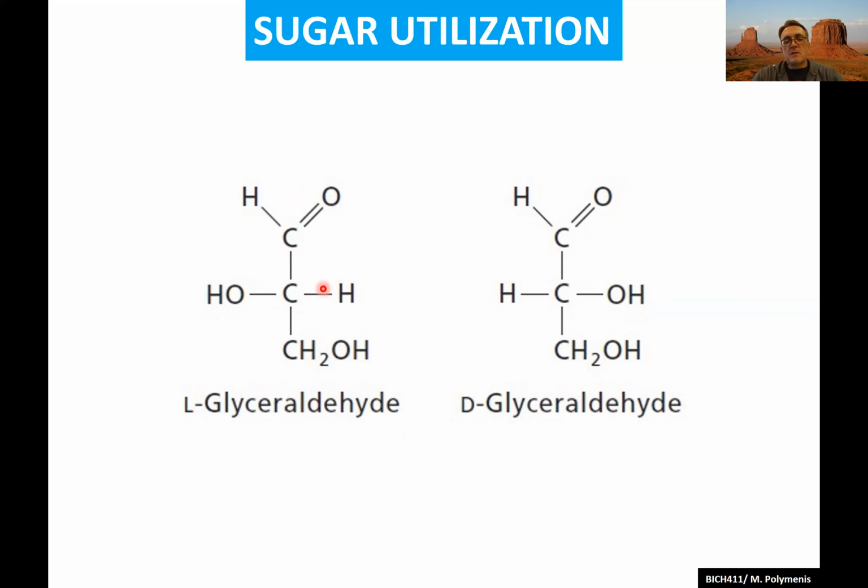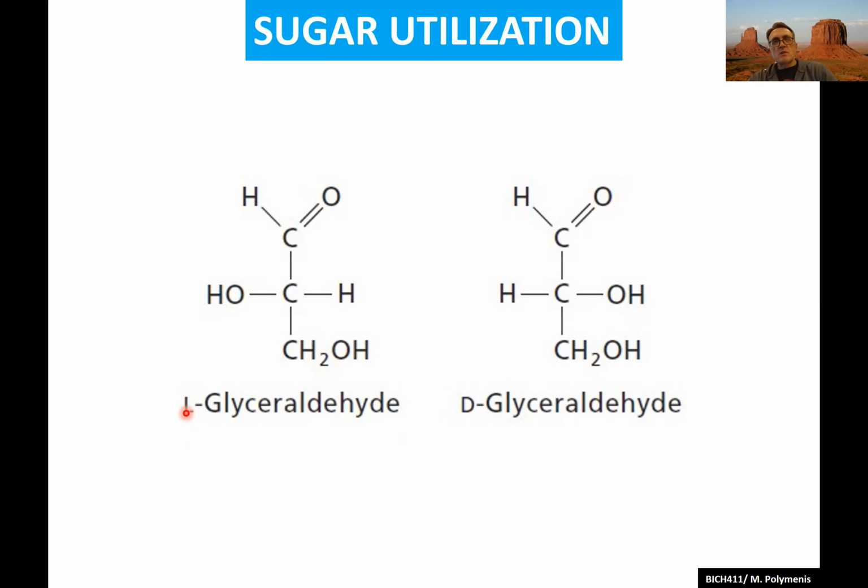Now, because they differ in space, how they're placed, they always come into two forms, the L and the D form, and we'll see how we can tell them apart. Well, I'll give you a hint now. So you look at the hydroxy group farthest away from the carbonyl, and in this case, if on the Fischer projection it's on the right, then you have a D sugar. If it's on the left, you have an L sugar.